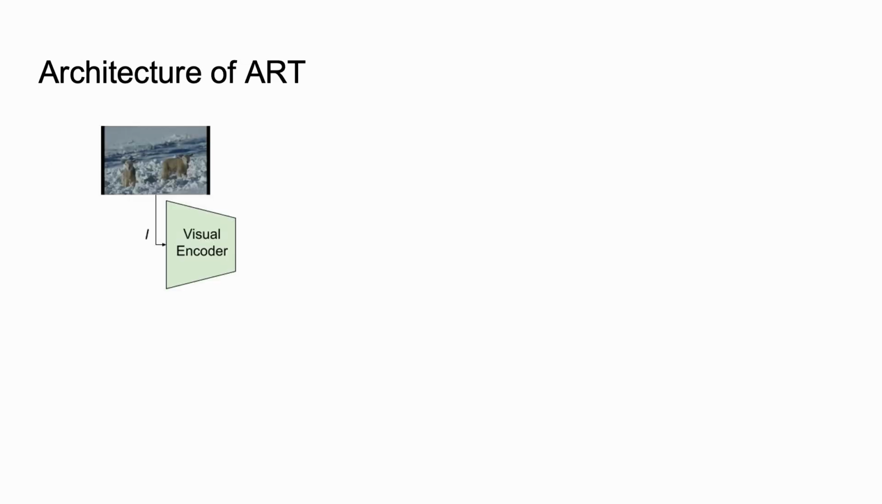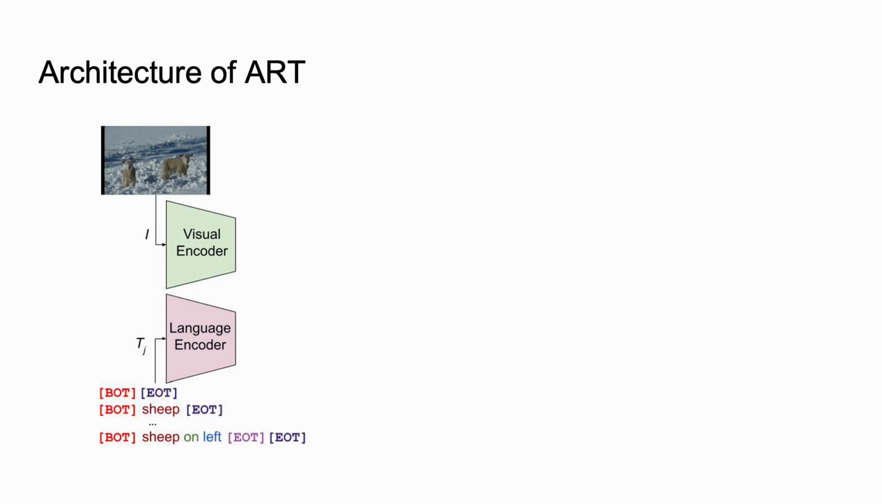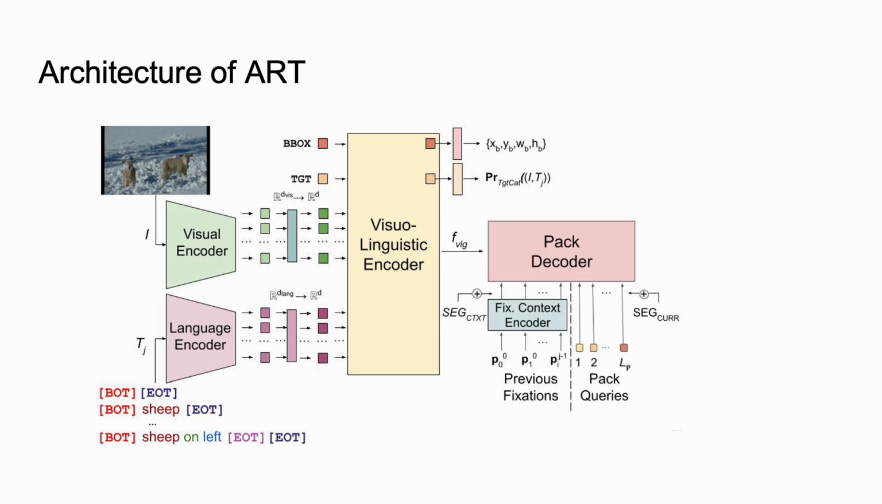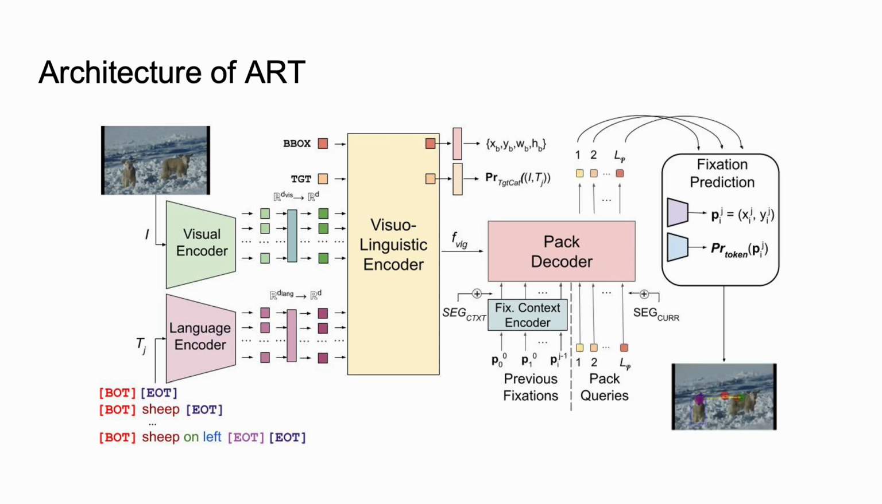ART contains a visual encoder for images and a language encoder for each prefix of a referring expression. Both of these encodings are input to visual linguistic encoder, which combines both modalities to predict target location and category, along with providing visual linguistic context to the gaze decoder. This decoder component uses fixation history encodings to generate embeddings of current fixations that are finally predicted in the prediction module.